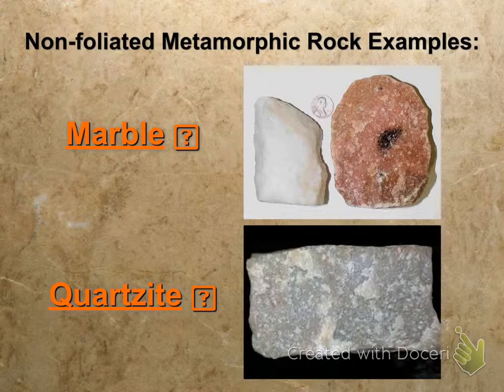And then we have some examples of non-foliated metamorphic rocks. So marble and quartzite would be non-foliated. So you can see from the picture there's no banding, there's no layers. These would have just been exposed to high temperatures and morphed into this type of rock.